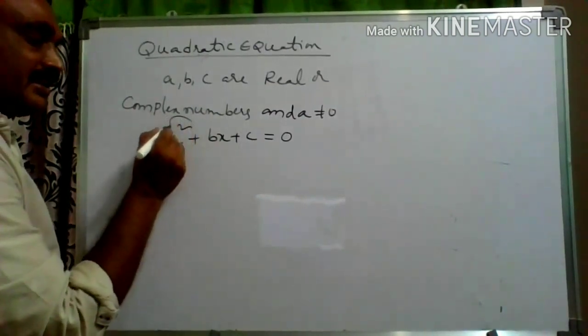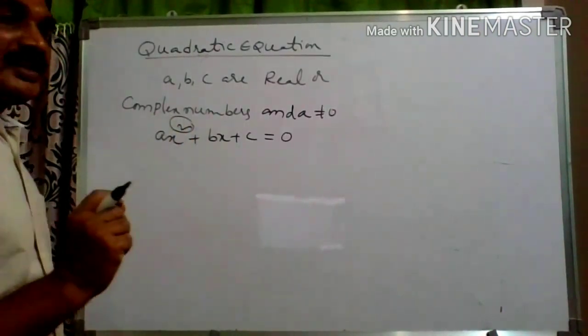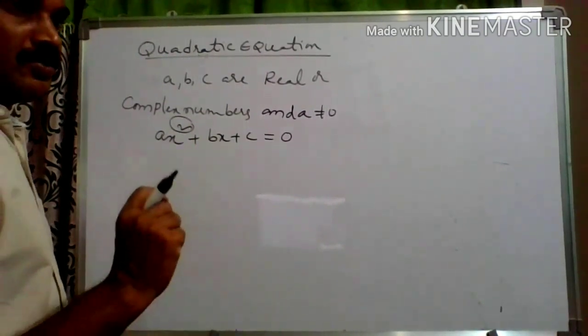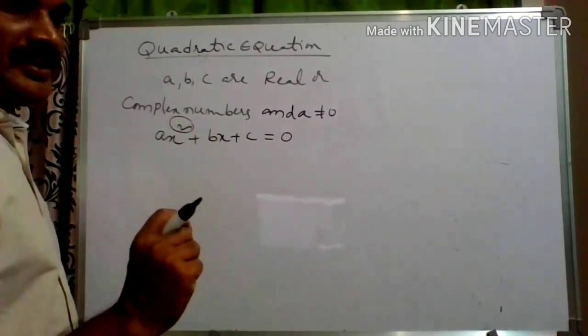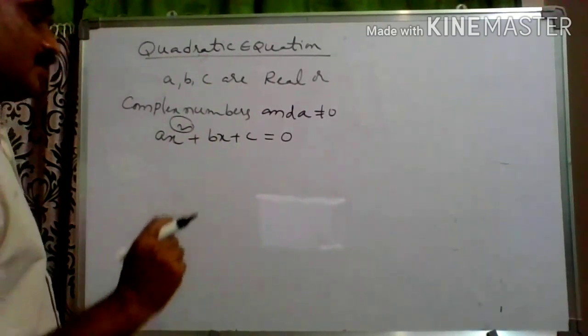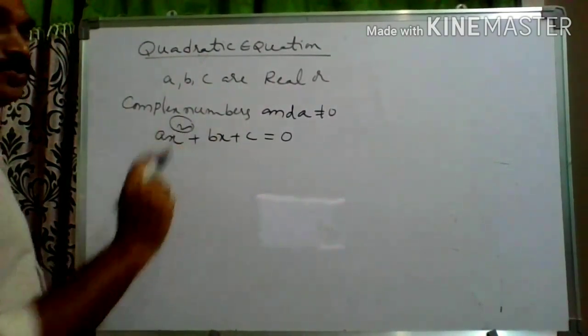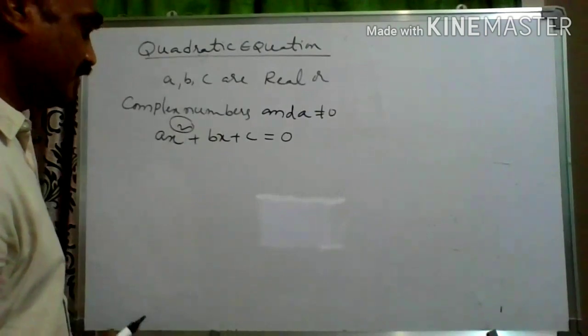Students, this is a second degree equation. A second degree equation has two roots. A third degree equation has three roots. A fourth degree equation has four roots. So this is a quadratic equation. It has two roots, students.